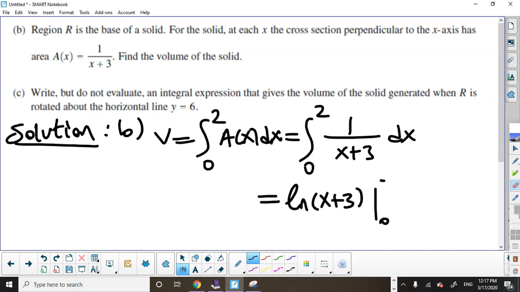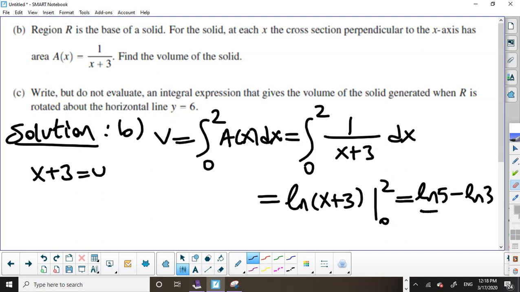from 0 to 2. How did I get this expression? By just applying u substitution. If you set x plus 3 equal to u, differentiate both sides, and plug them back into the original integral, we're going to get ln of x plus 3 from 0 to 2. If I plug in 2, we get ln 5 minus, if I plug in 0, ln 3. So that's the volume. Okay, that's part B.